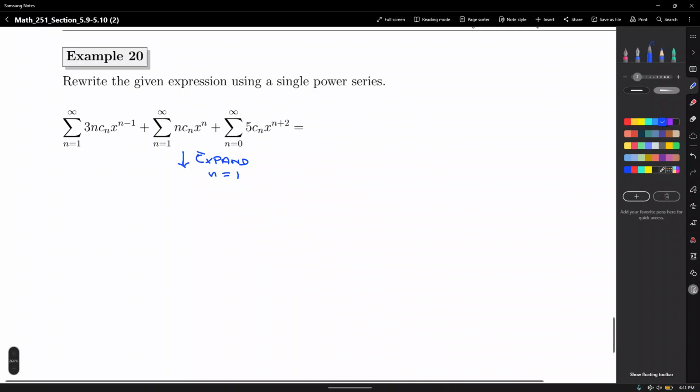n equals 1. Okay, what about the next one? All right, between n minus 1, this n minus 1 here, and n plus 2 here, how many units are they apart?